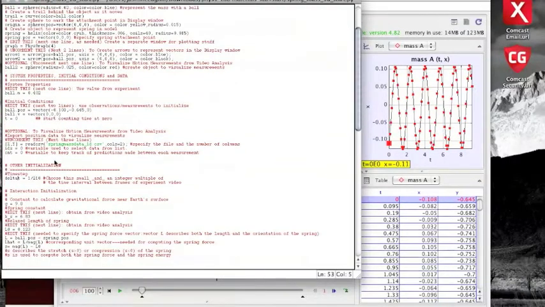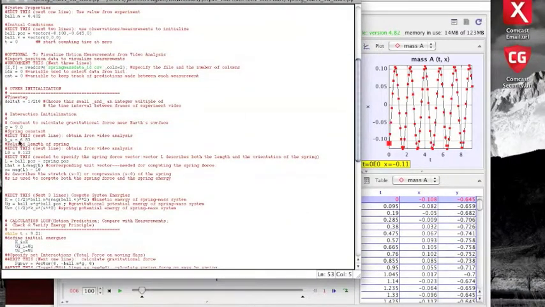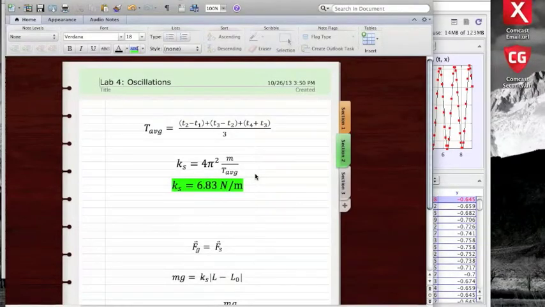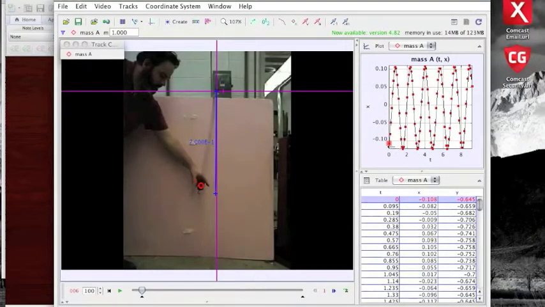To find the spring stiffness, which is here, I used the equation for finding the period of oscillation and found the period by finding the average change in time between the full rotation of the oscillating mass and spring and applying this to the equation to discover a spring stiffness of 6.83 newtons per meter. Here we can see that these are the time changes that I used in order to find average period.